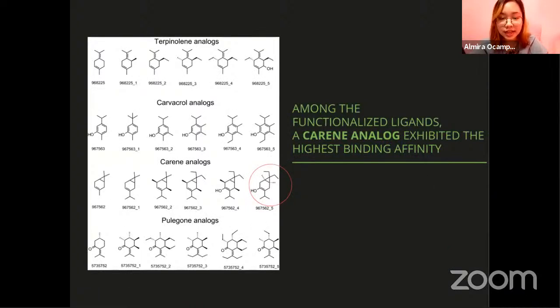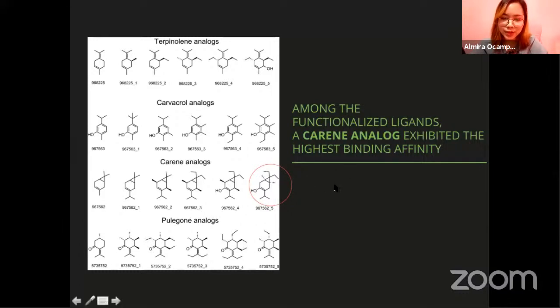So among the functionalized ligands, the carine analog, encircled right there, exhibited the highest binding affinity. So siya yung may pinaka-negative, most negative, binding affinity of negative 8.3 kilocalorie per mole. So this carine analog is bound to the same binding pocket or same area as the base molecule. So the improved binding affinity is again seen to be due to hydrophobic functional groups, such as the interaction of the added hydroxyl group to aspartate 114.